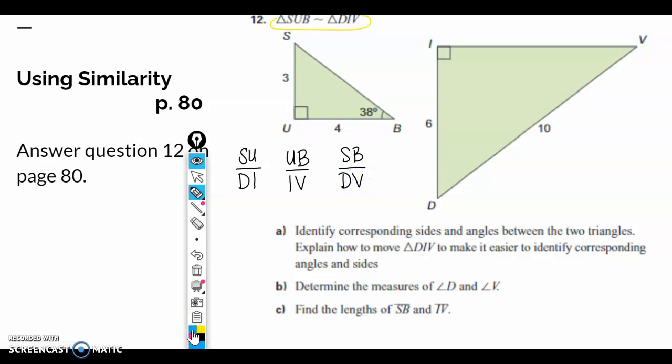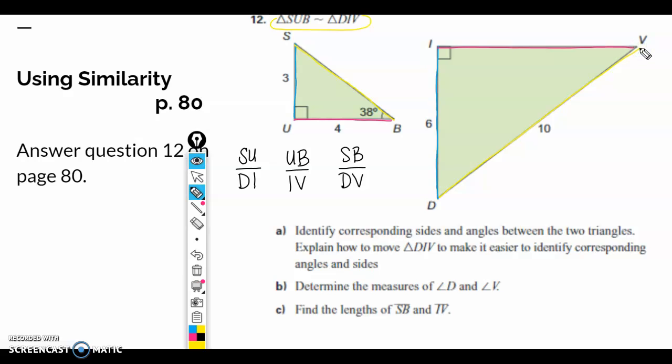So again, we see that FU corresponds with DI, UB corresponds with ID, and SB corresponds with DB.